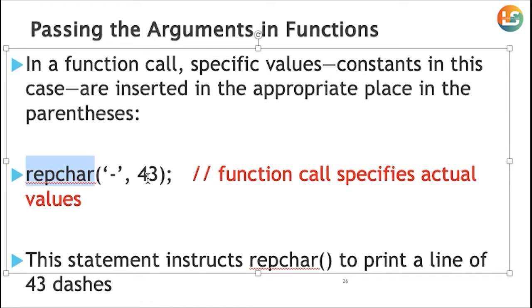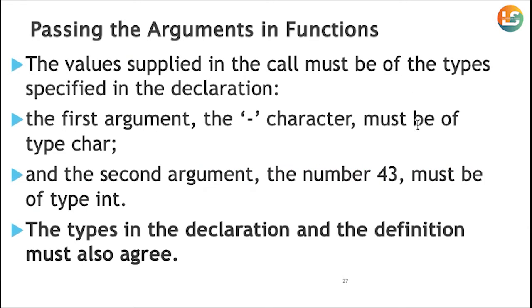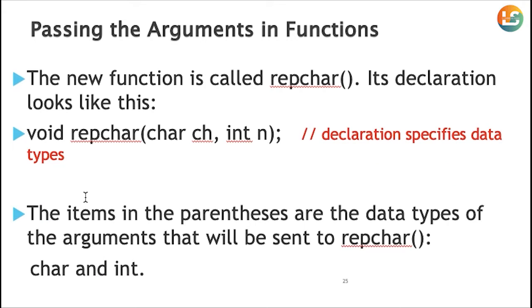The values supplied in the call must be of the types specified in the declaration. The first argument, the dash character, must be of type char, and the second argument, the number 43, must be of type integer. The types in the declaration and the definition must also agree. With respect to your declaration, you are saying this function is first going to get a character, and second a number. So the sequence of your parameters must be the same in the calling as well as in the definition. In your calling, the first thing should be a char and the second thing should be an integer. Similarly, this rule will be followed in the definition.